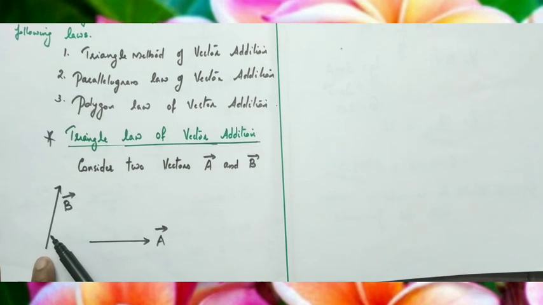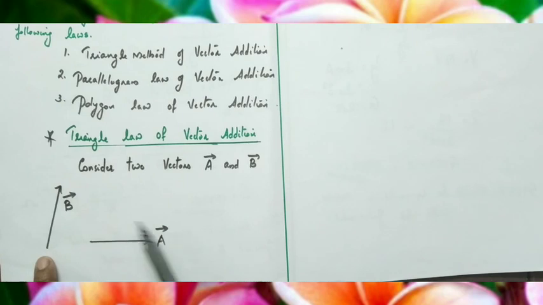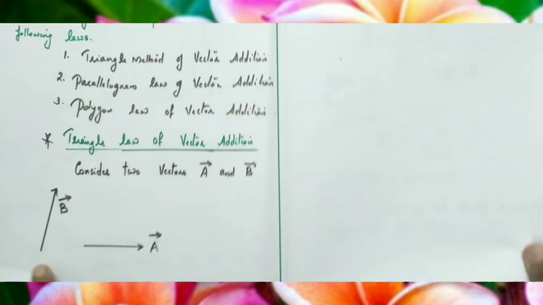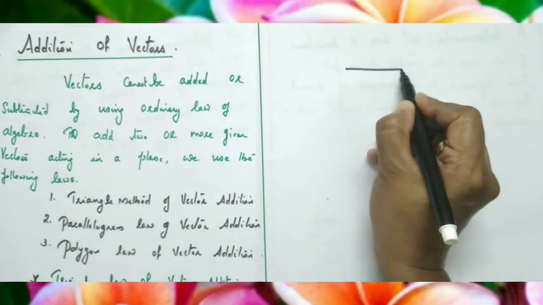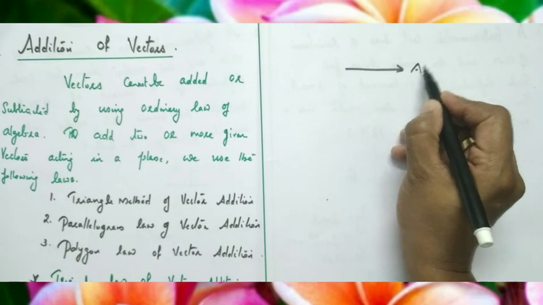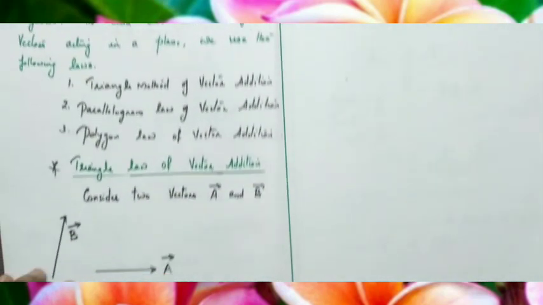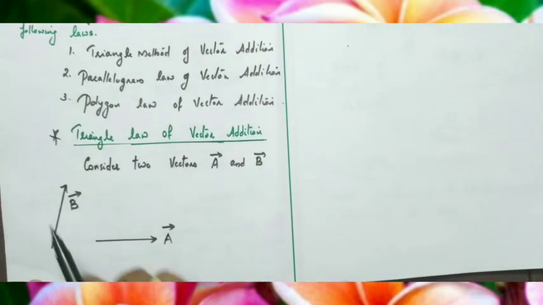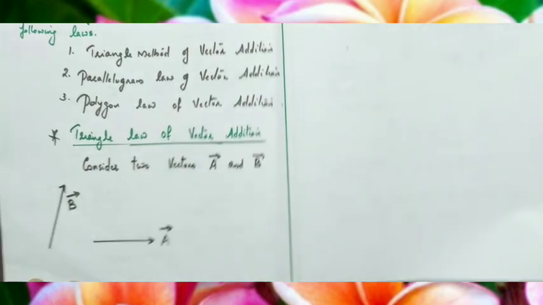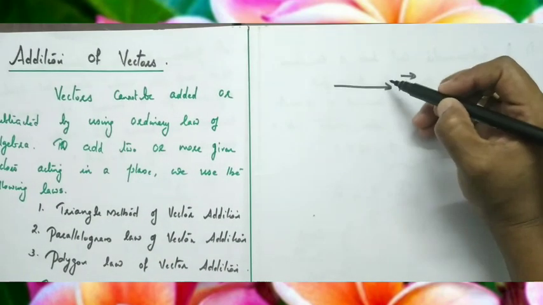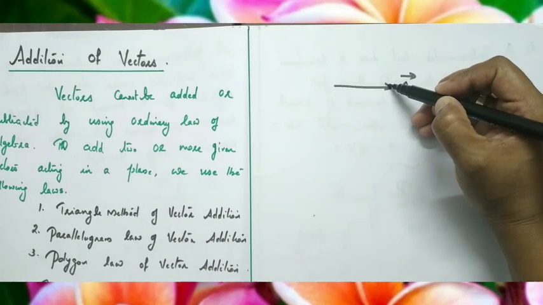That means we can shift vector B so that the tail of vector B touches the head of vector A, like this. This is vector A. We can shift vector B like this, so that the tail of vector B touches the head of vector A. We have to shift it like this without changing the magnitude or the direction.